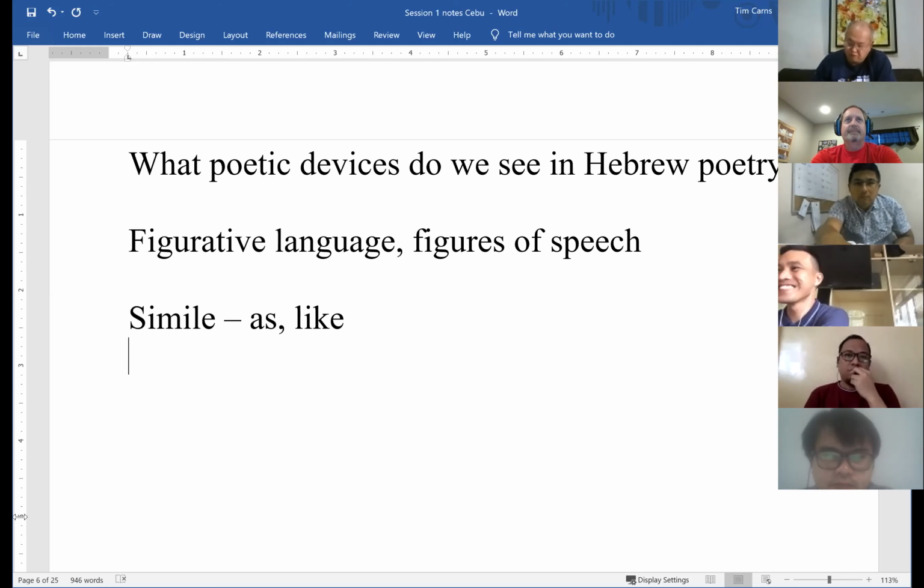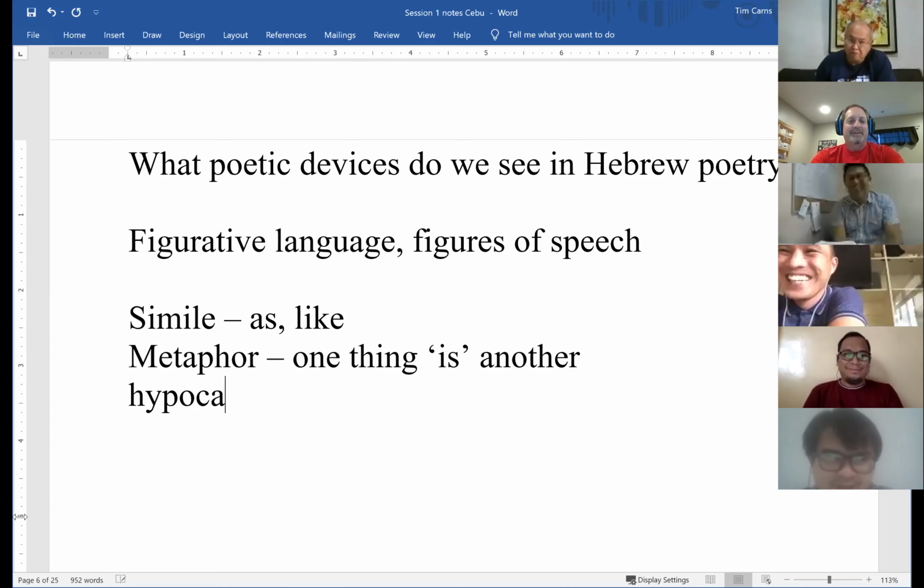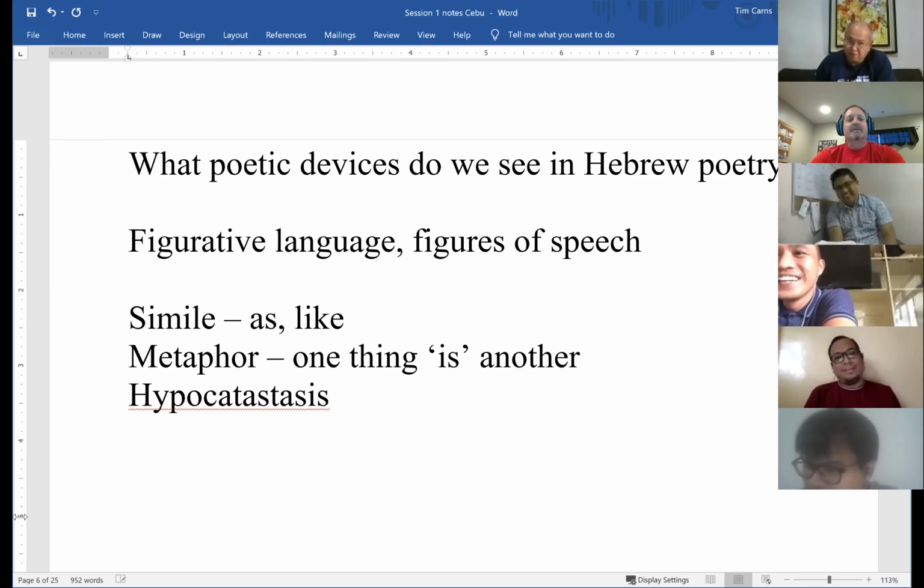Anyone else remember? Metaphor. Good. That's where one thing is another. It's described as another. Any others come to mind? Hypocatastasis. We have a Hebrew scholar among us. Hypocatastasis. All right, and that's an even stronger comparison. These first three are types of comparisons we see in poetry.